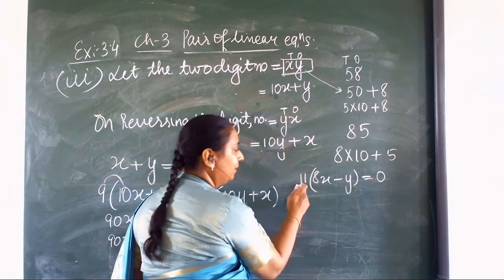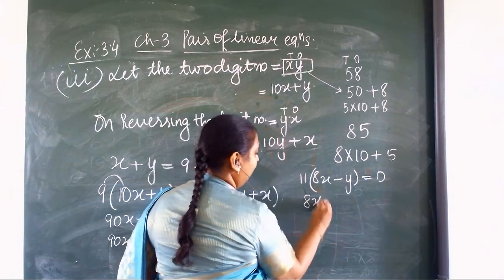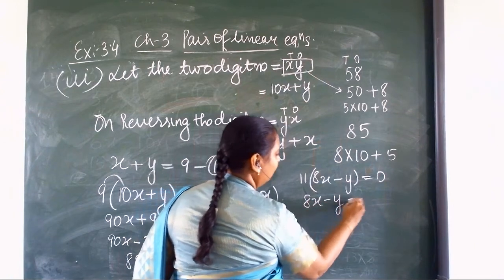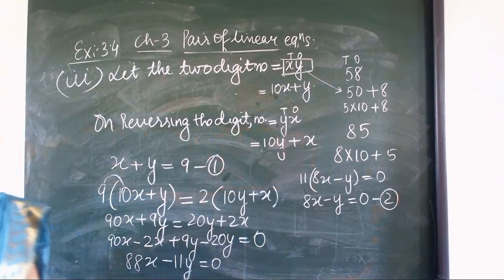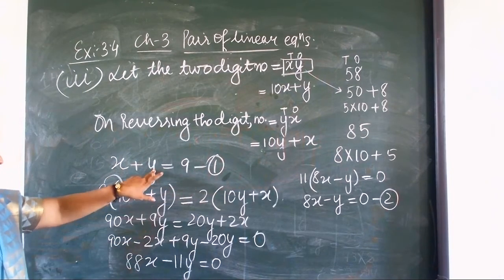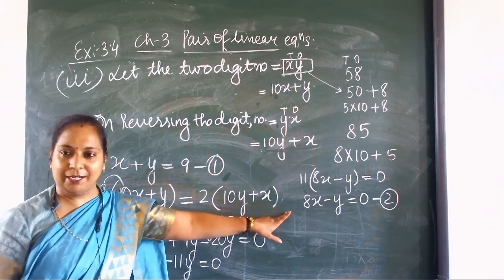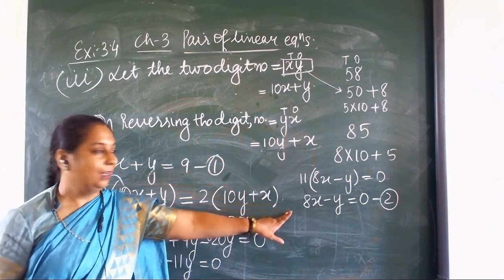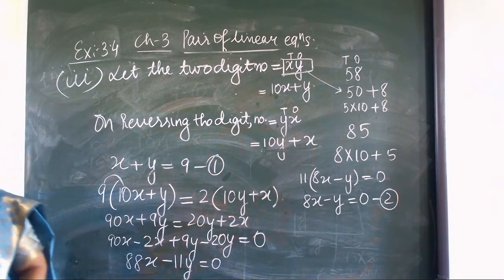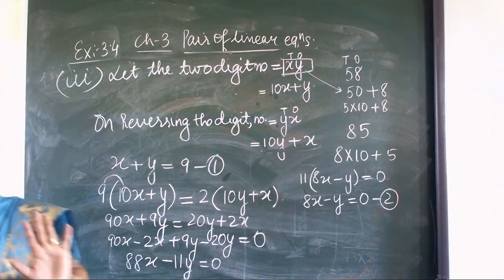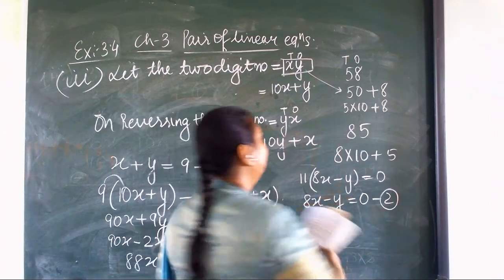Now this 11 goes there, gets divided by 0, so it becomes 8x minus y is equal to 0. This is your second equation. Now you can solve the two equations, that is equation number 1, x plus y is equal to 9, and the second equation 8x minus y is equal to 0 by elimination method, and find the value of x and y. After finding the value of x and y, put again the numbers here.